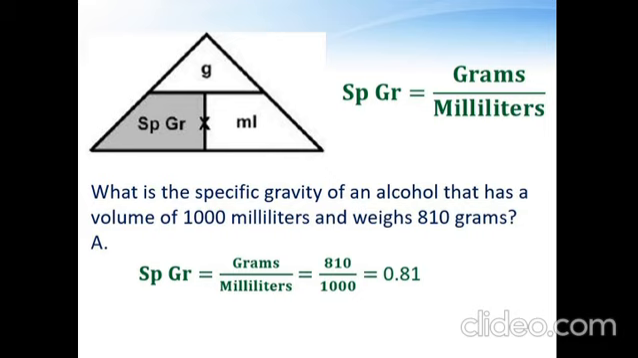What is the specific gravity of alcohol that has a volume of 1,000 milliliters and weighs 810 grams? We can directly use this one. Grams, what's that? 810, right? And milliliters, 1,000, right? And so the specific gravity, don't worry about the units. I know grams over milliliters does not make sense, but we only look at the number if the units we use are grams and milliliters. So the specific gravity is 0.81. That is the example question.